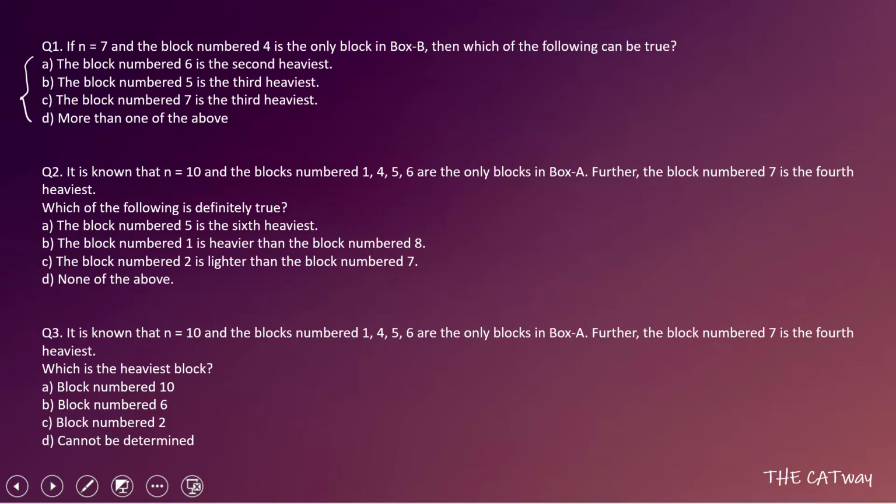So the first question says that if n is equal to 7 and the block numbered 4 is the only block in box B, then which of the following can be true? Now, which of the following can be true means, if there is even the slightest possibility that a particular option can be true, we are going to mark that option. Okay, because we cannot be certain, but if there is a possibility, we will mark it.